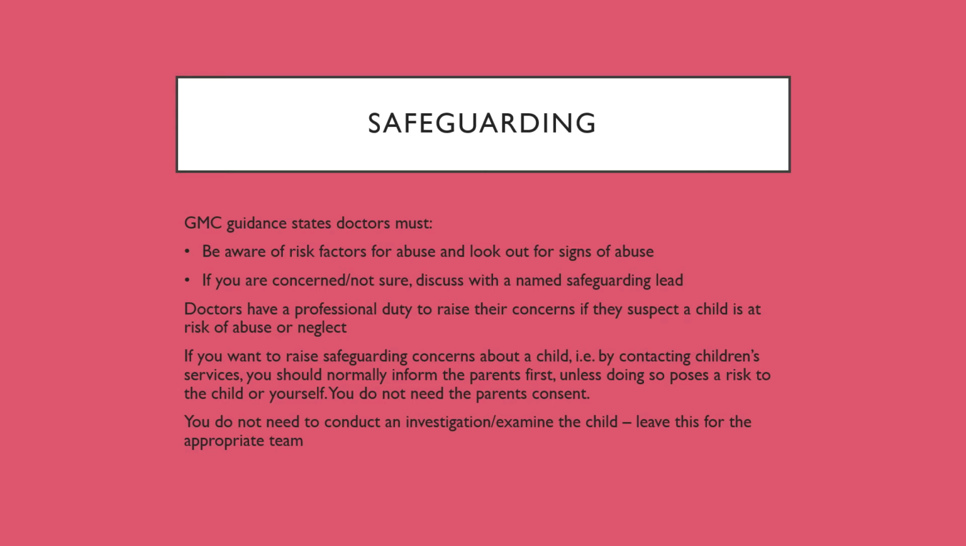If you do want to raise concerns, obviously you can discuss it informally in your team first, but if you're going to inform social services, then you need to inform the parents that you're going to do so, unless you think this is going to pose a risk to yourself or to the child because you think that might trigger more abuse. But you don't need their consent, you just need to let them know. And importantly, in your role as a junior doctor, you don't need to be investigating the abuse or examining the child. That's a specialist role.